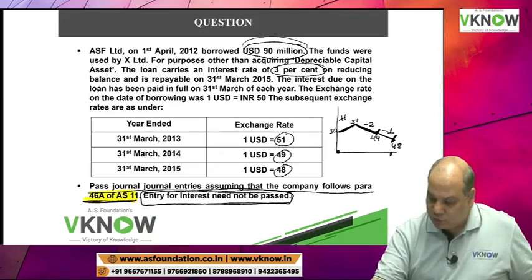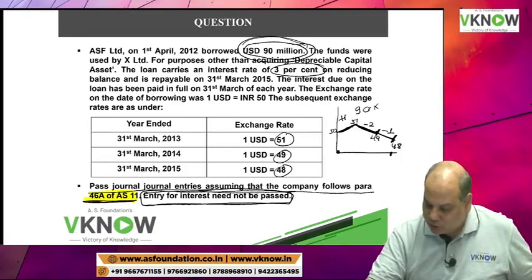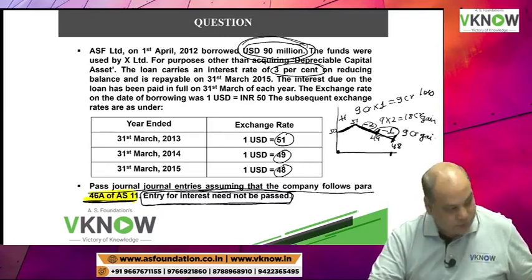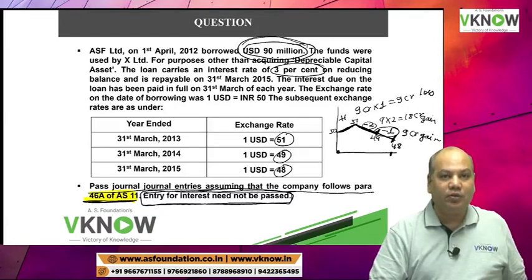What is the amount of loan taken? $90 million. So first year it will go up by 1 rupee. So 90 million means 9 crore into 1, 9 crore rupees loss. Then it will go down by 2 rupees. So 9 into 2, 18 crore gain. Again it goes down by 1 rupee, again 9 crore rupees gain.